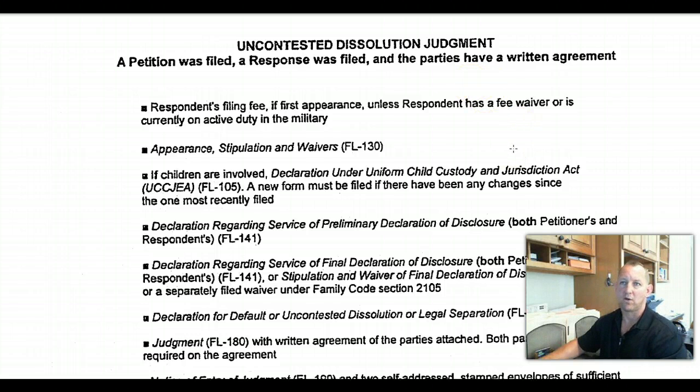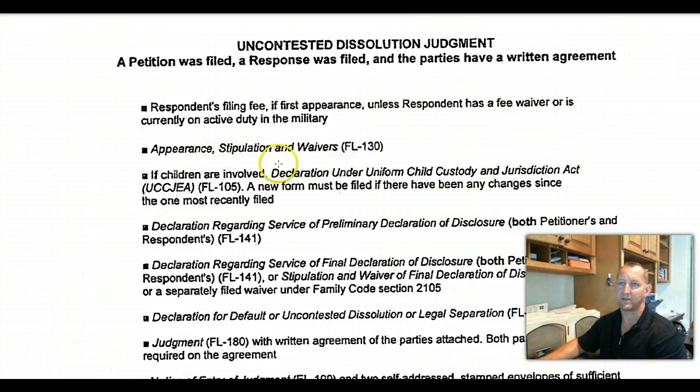So I'm going to quickly go over these forms, and all these forms I have prepared videos for. You can find out how to complete each and every one of these. Some of these you may or may not need, but I'm going to go over these quickly so you know what they are and where you can find them. The respondent's filing fee if first appearance, unless the respondent has a fee waiver or is currently on active duty in the military. So when the respondent files a response, they also have to pay their filing fee unless they have a fee waiver. So they have to have a copy of that when you supply that with the judgment paperwork.